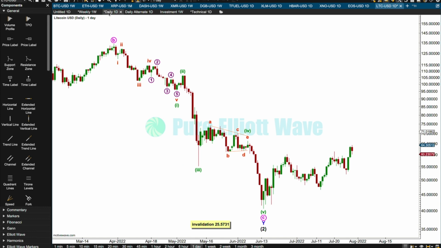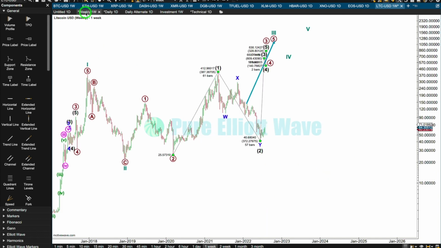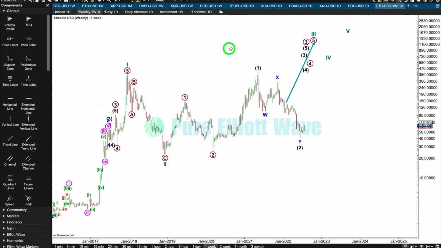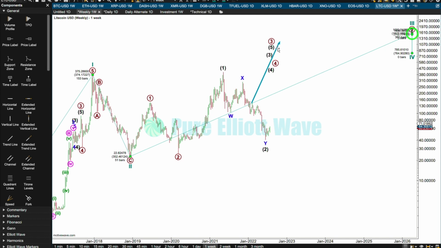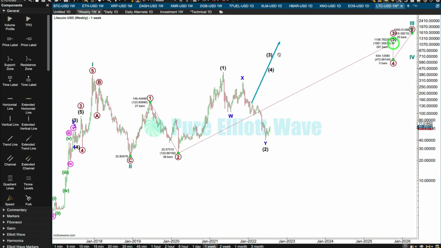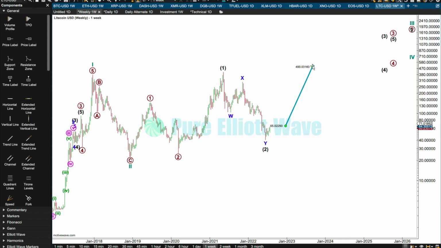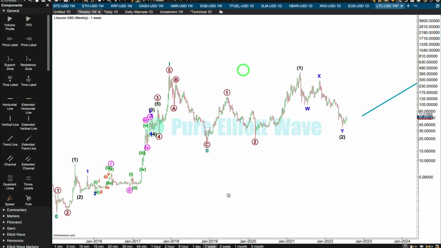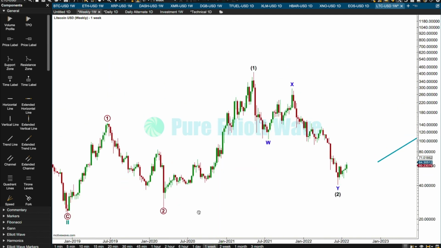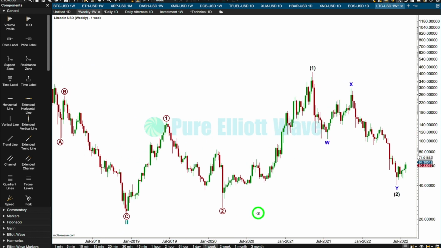Litecoin has found a sustainable low, and if that's the case, then my Elliott wave count is looking for a third wave at three large degrees for this one. This is a very bullish wave count. I don't want to try and calculate targets for you. I am very uncomfortable with trying to calculate targets for any of these cryptocurrencies. My experience with targets with Bitcoin is it blows them all away.